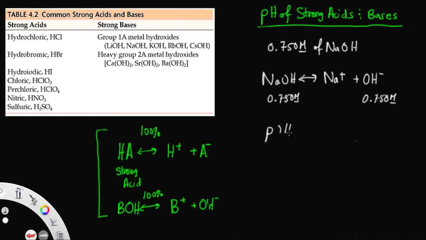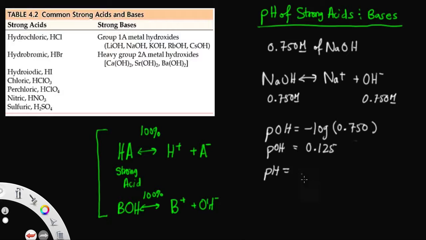So if we find the pOH of our sodium hydroxide, specifically of our hydroxide concentration, that would be the negative log of 0.750. And the negative log of 0.750 is going to be about, so our pOH is going to be about 0.125 roughly. Okay, and if we wanted to find our pH, we're given our pOH.